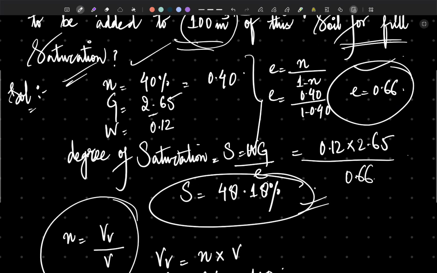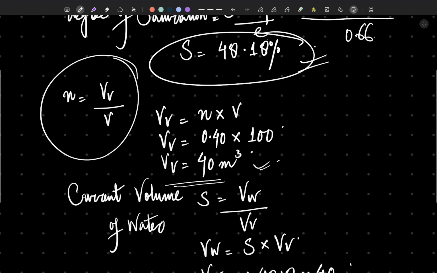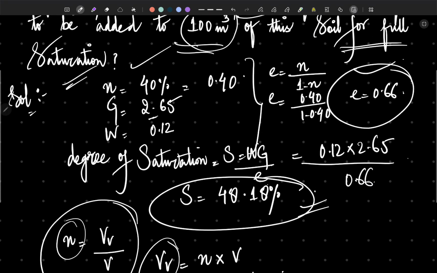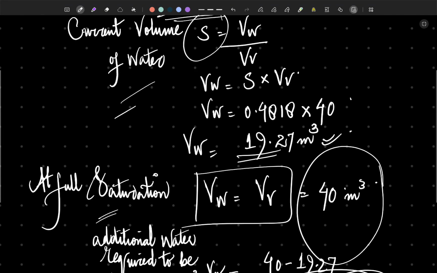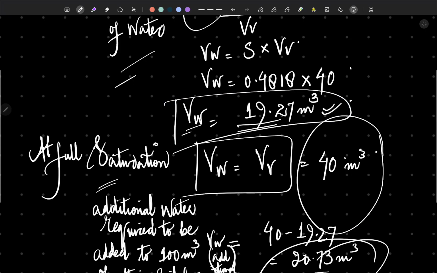We found out the degree of saturation first. We found out the void ratio from the porosity given. Then we found out the volume of the voids from the porosity, because porosity is a ratio between the volume of voids and the total volume. We found the current volume of the water from the degree of saturation that we calculated first, because we know that the degree of saturation is also a ratio between the volume of water and the volume of the voids.